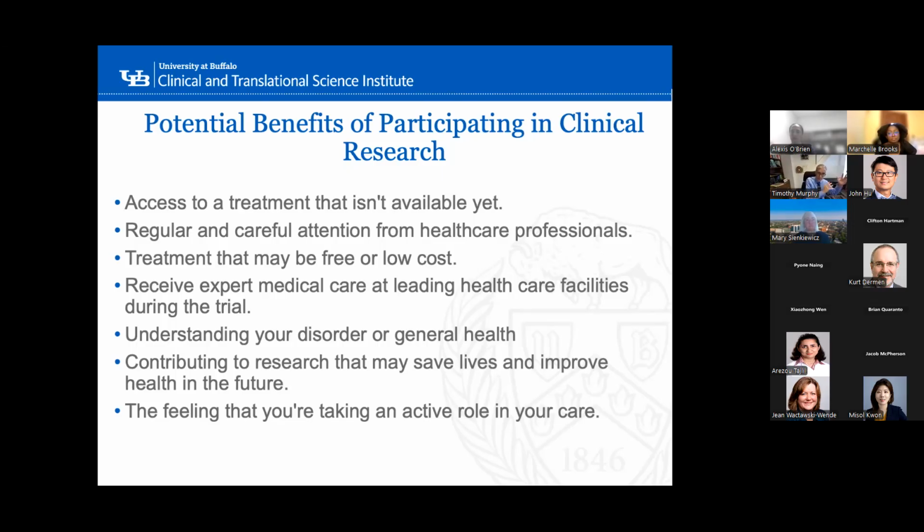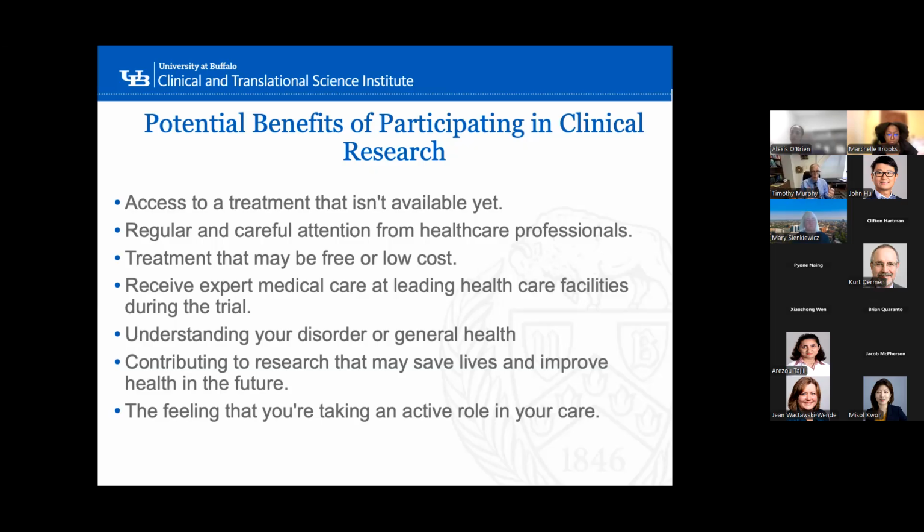My neighbor here, Dr. Andrew Trelal, is an expert in hepatitis C and did a lot of trials in hepatitis C. In the trials he was involved in, where treatment went from injectable drugs to pills, the treatment was essentially proven, but they were adjusting doses. Anyone who participated in those trials got free treatment, and that was before insurance was paying for treatments for hepatitis C. You receive expert medical care at leading healthcare facilities during the trial.